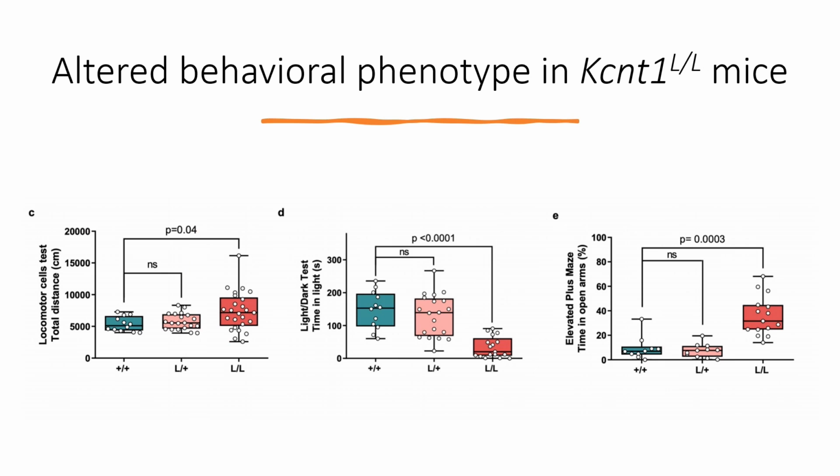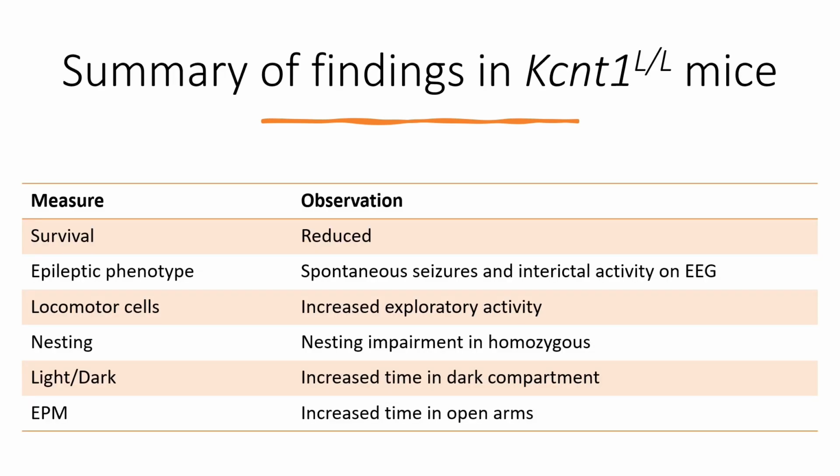We did look at other phenotypes: movement in locomotor cells, time spent in light-dark box areas, and the elevated plus maze. I won't go into the gory details of those. We're not saying that there's an anxiety phenotype in these animals, but we are saying that there are differences in them. They move more, they spend more time in the dark box, and they spend more time in the open arm of the elevated plus maze. This is just summarized here to show that there's a clear battery of phenotypic changes in these animals that we can use as a baseline to test and assess the performance of our therapy.